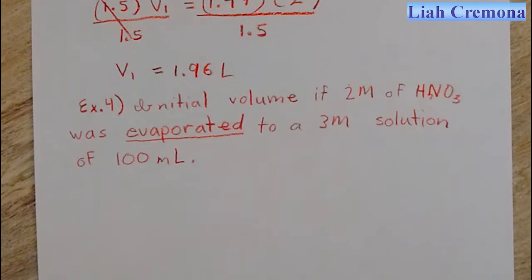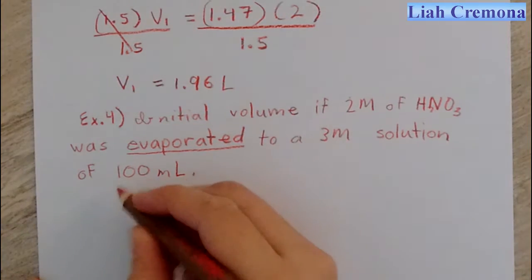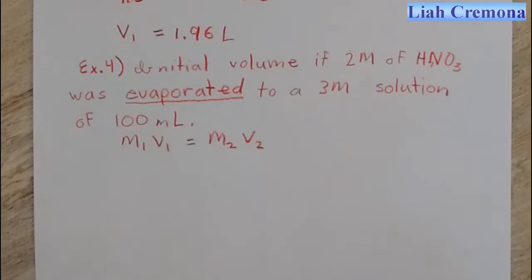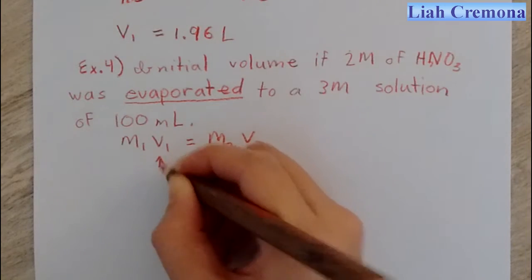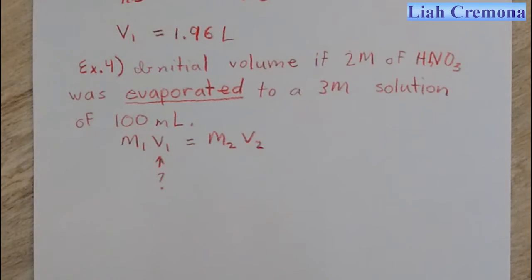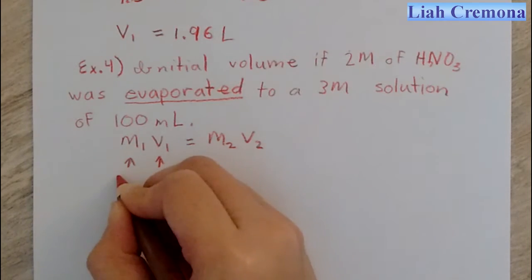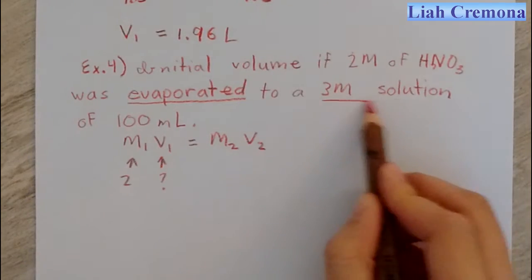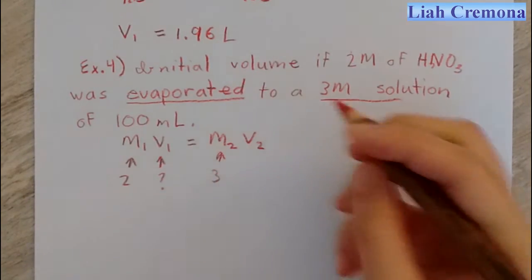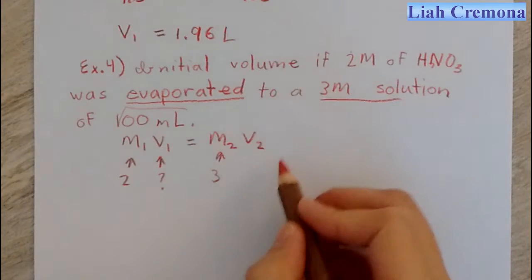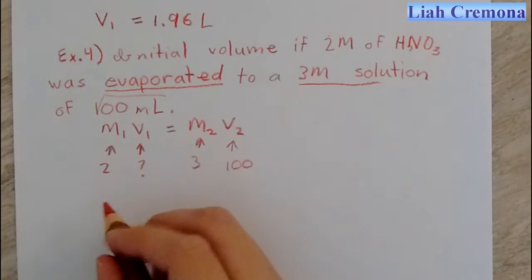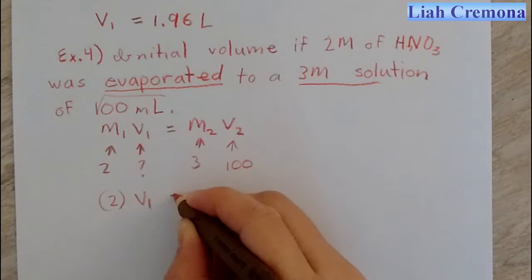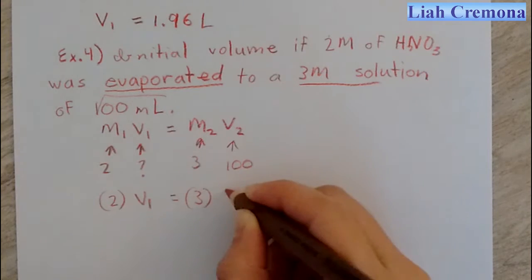And it still doesn't change the number of moles in the solution. We still use the equation M1V1 equals M2V2. And here, we're looking for initial volume again. So here's the question. The initial concentration is 2. So it was evaporated to result in 3 M. Final concentration is 3, and final volume is 100 milliliters. The equation that we end up with is 2 times V1 equals 3 times 100.